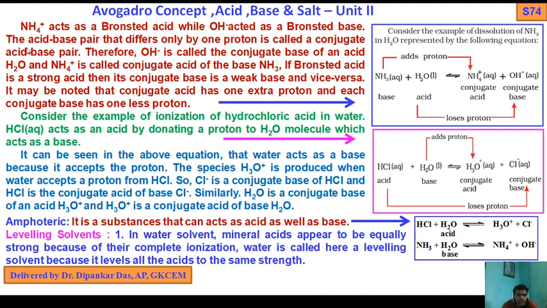Now another important definition, amphoteric. Amphoteric nature means acting as both acid and base. It is a substance that can act as an acid as well as a base. How? HCl plus water, you get hydronium ion plus Cl minus. Okay, here water acts as a base.